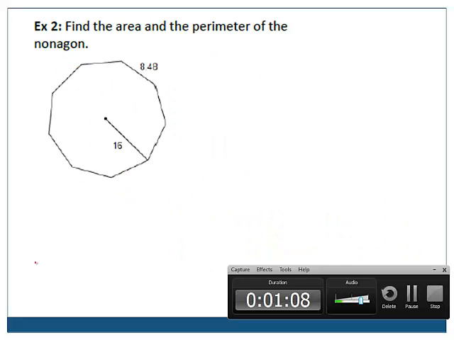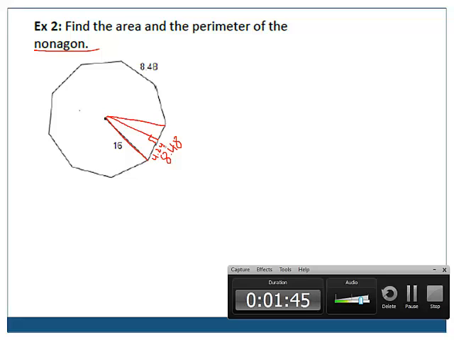Okay, this is example 2. It says find the area and the perimeter of the nonagon. So nonagon means 9 sides. What I give you here, 16 is acting as your radius, and we have 8.48 is acting as one of the side lengths, so I'm going to put 8.48, transfer it over here. Draw another radius, so I have 2 radii, and draw an apothem here. Remember, what the apothem does is cuts the side in half. So you get 4.24 for each one of the parts here, so 4.24.